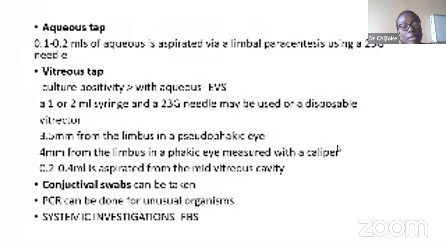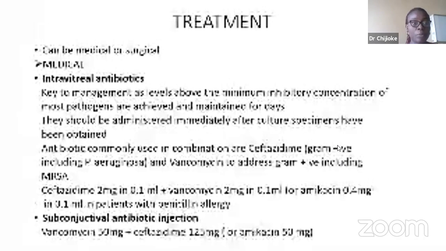Conjunctival swabs can be taken, and in cases where the intraocular fluid culture is negative, the result from the conjunctival swab can be used. Polymerase chain reaction can be used for unusual organisms, for identification of organisms when antibiotic has been started, and in culture negative cases, to identify culture negative organisms. Systemic investigations can be done, like fasting blood sugar.